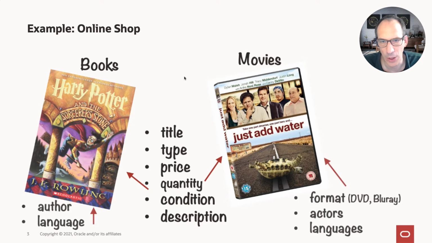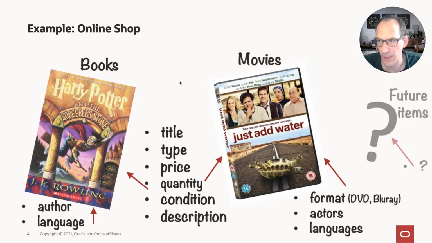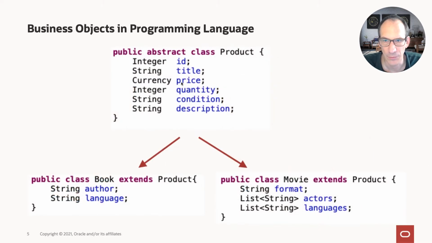And then there are some properties which apply just for one of these types. So for example, a book has an author and it's written in a language, whereas a movie, you may be able to change the language, and there are some actors, and there's also a format, like is it a DVD or a Blu-ray? And let's say in the future, if our online shop takes off and is successful, we may want to sell some other items like posters, for example, and we don't really know which properties these items would have.